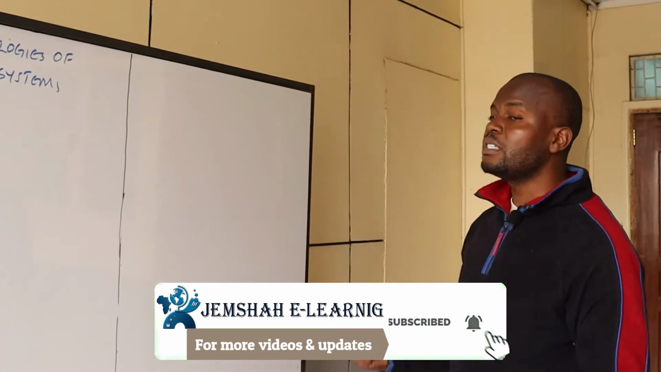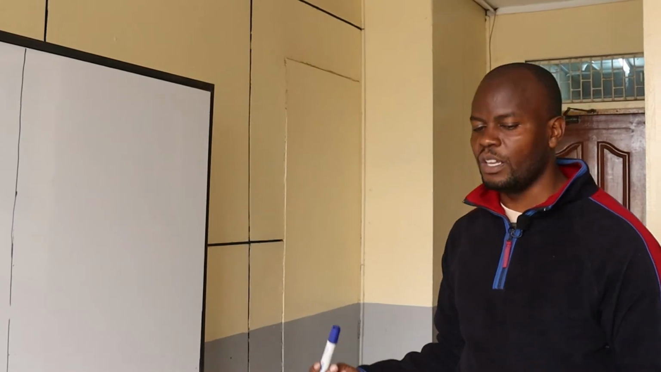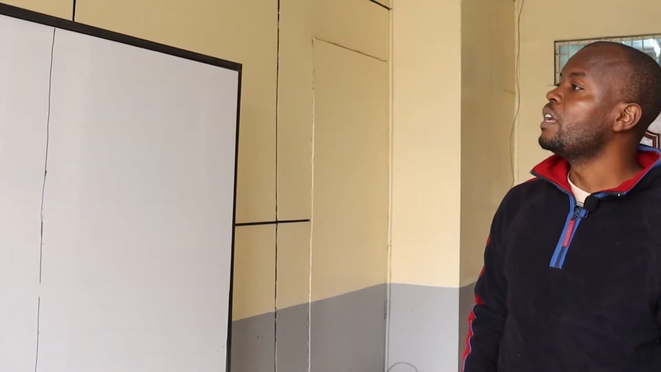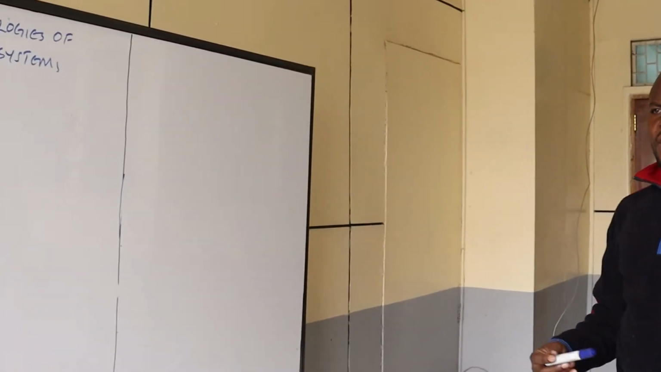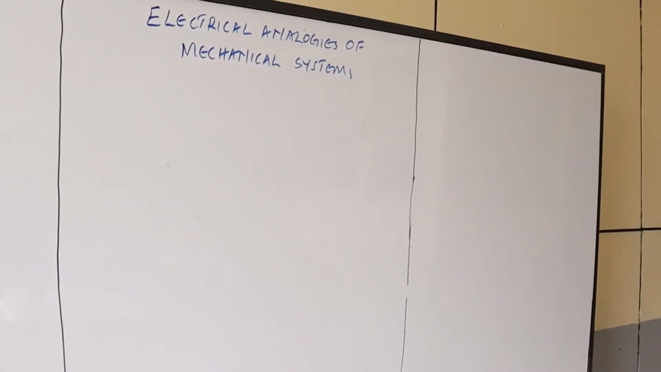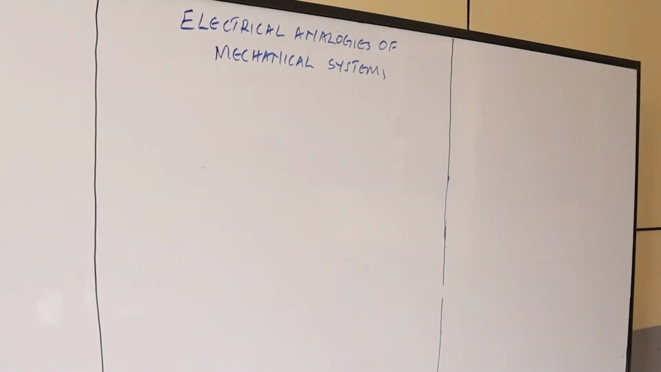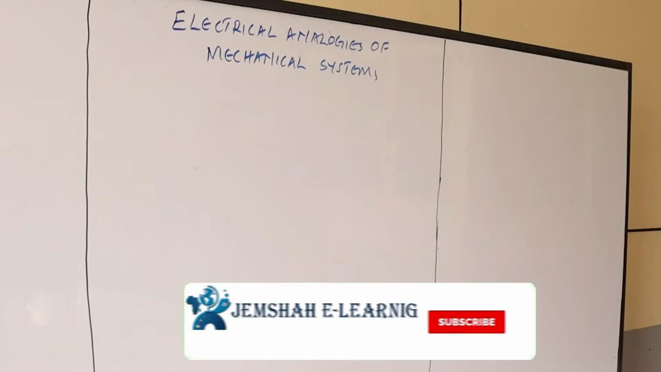We've said that for the systems to be analogous, two conditions must be met. The first one is that the two systems must be physically different. And the second one is that the differential equation modeling of these systems must be the same. So that is what analogous systems are all about. You'll find that electrical systems and mechanical systems are two different physical systems, and there are two types of electrical analogies of translation mechanical systems.